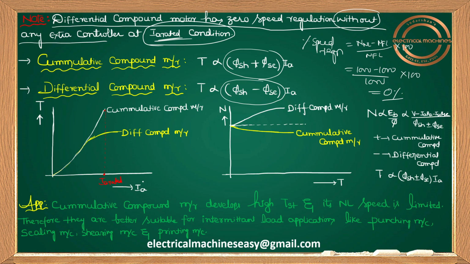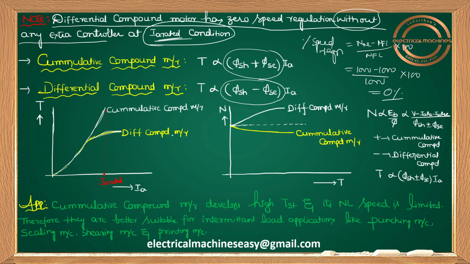If you draw the torque versus IA graph for the cumulative compound motor, as IA increases, the variation of torque will be just like this. Just like a series motor has a parabolic variation, it will be like this for the cumulative compound motor. I already explained so many things for the series motor, and by using that knowledge you can easily draw T versus IA. For the differential compound motor, as load increases, the torque rises like this, and at large currents your torque will reduce in this manner.